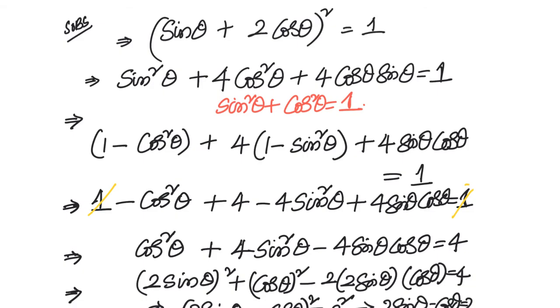So let's have a recap of what we have done in the second method. We squared it on both sides. Then we leveraged the identity sin square theta plus cos square theta equals 1. Wherever there was sin square theta, we changed it to cos square theta. Wherever there was cos square theta, we changed it to sin square theta. So when we simplify that, we get into the form of a square plus b square minus 2ab. When we simplify, we get 2 sin theta minus cos theta equals 2.